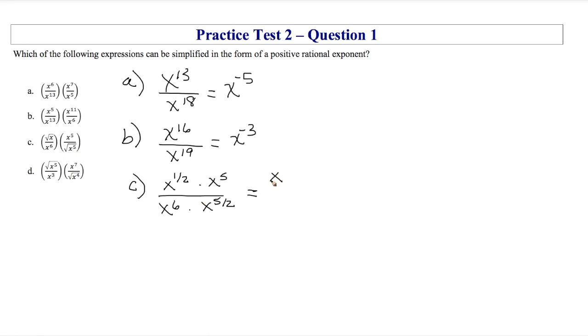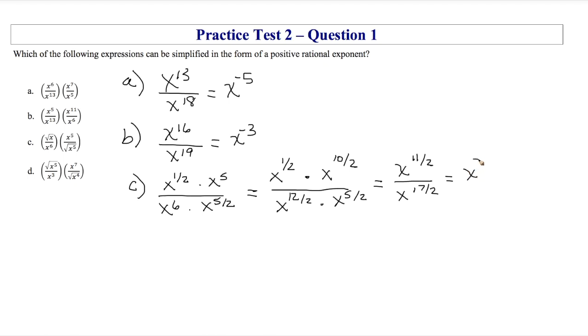Next, we need common denominators. We have x to the 1/2 times x to the 10/2 over x to the 12/2 times x to the 5/2. Adding our powers, we get x to the 11/2 over x to the 17/2. When dividing, we subtract our exponents, giving us x to the negative 6/2, which can be simplified to x to the negative 3rd.